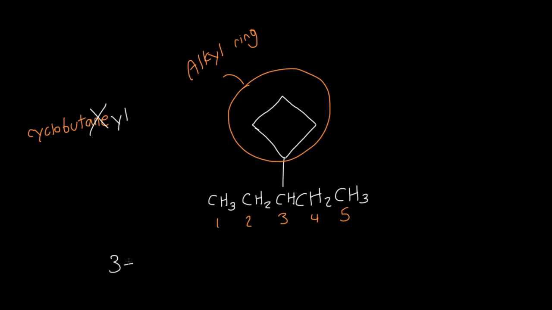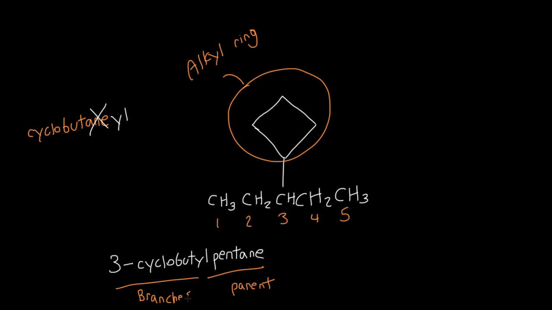That will give it the name 3-cyclobutyl, keeping that YL ending because it's no longer on its own, pentane. And simple as that, we have pentane to indicate our parent compound, which has the most number of carbons, and we have our branches. Or our branch in this case is only 1 branch, and we know exactly where we can find that branch, and everybody's happy. So we can visualize the structure right here.